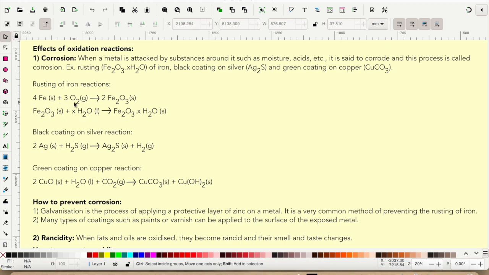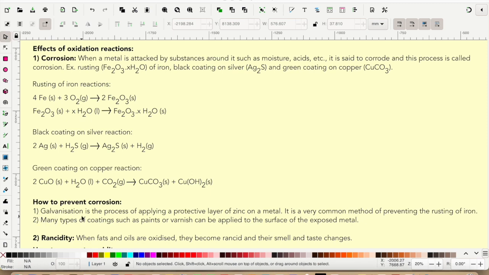Iron reacts with oxygen in the air to form ferric oxide Fe2O3. Fe2O3 then captures moisture in the air and gets converted to Fe2O3.xH2O, which is brown color substance known as rust. Silver reacts with hydrogen sulfide in the air to form silver sulfide, which appears as black coating on silver. Copper oxide reacts with moisture in the air and carbon dioxide gas to form copper carbonate, which appears as green coating on copper. To prevent corrosion, there are a couple of well-known methods.